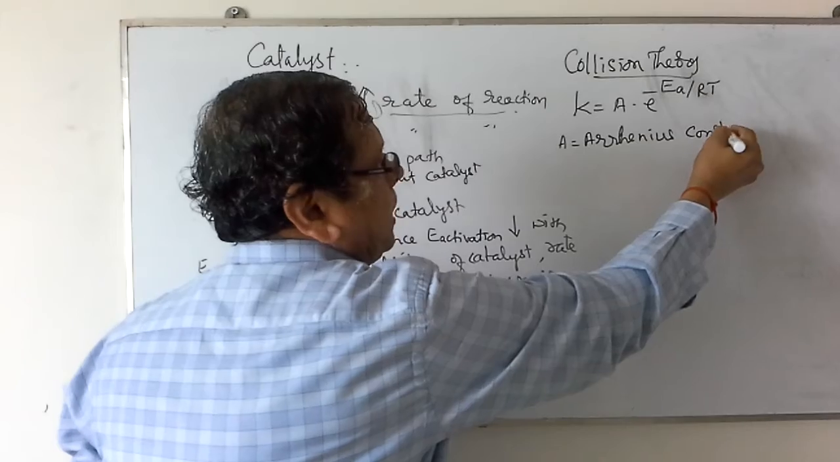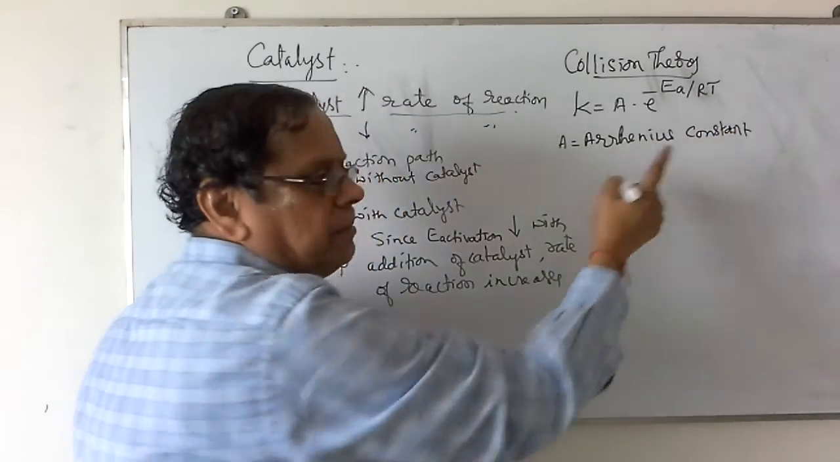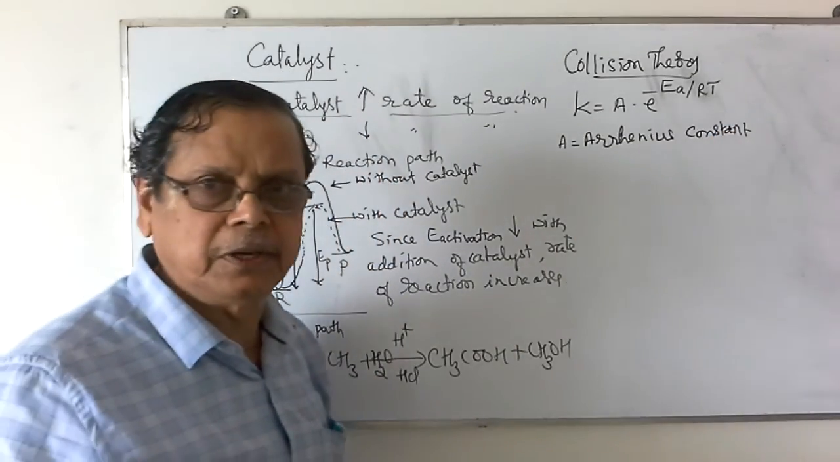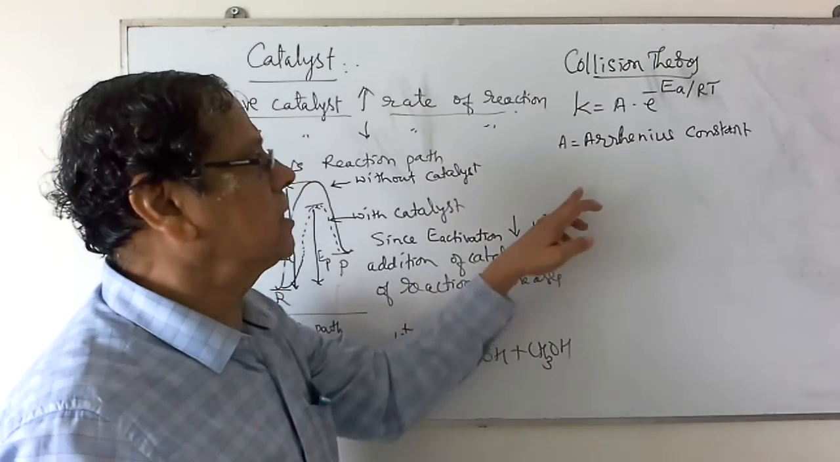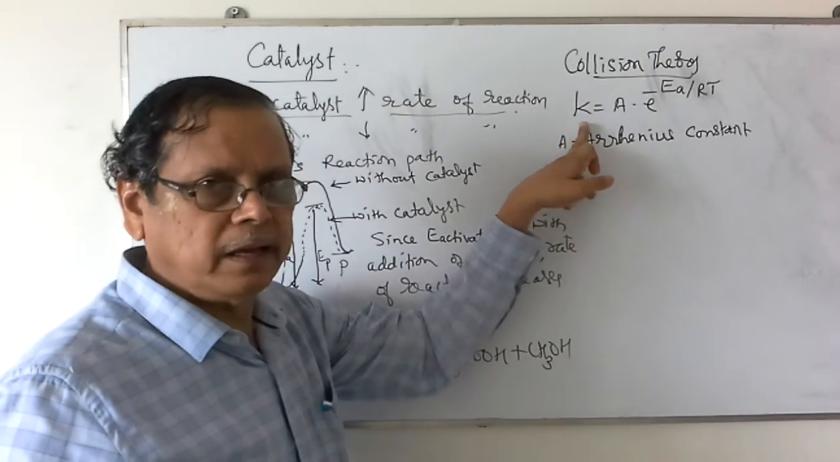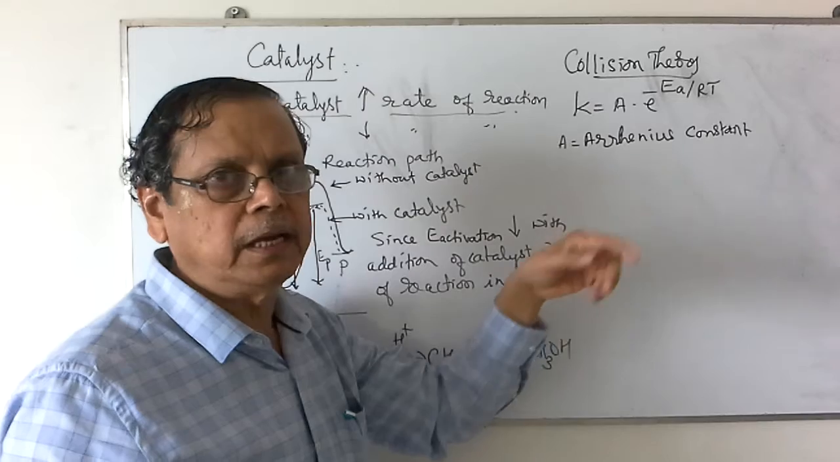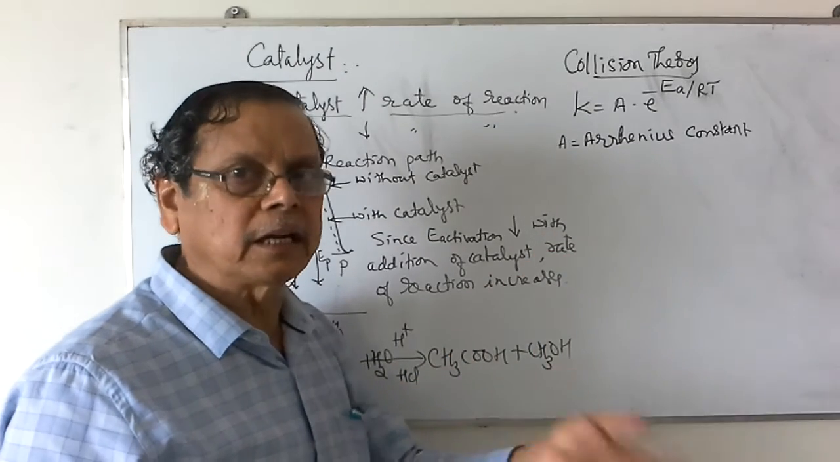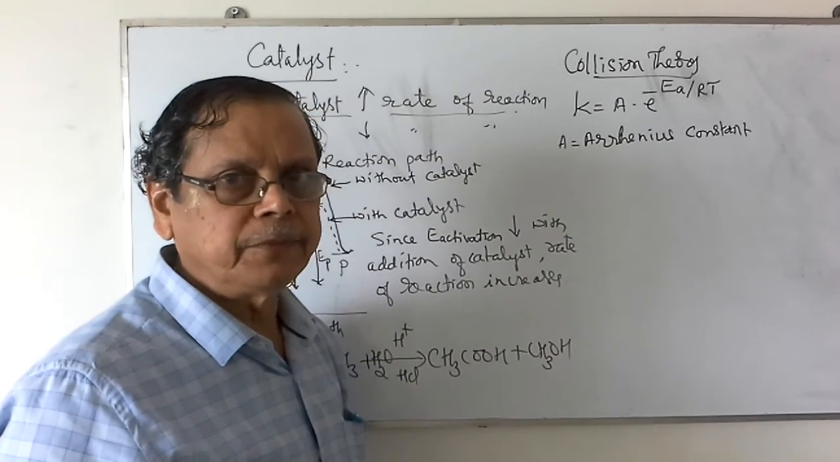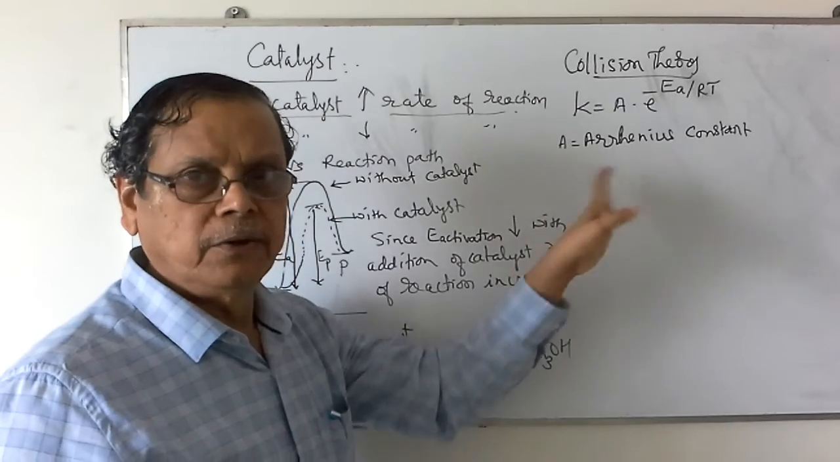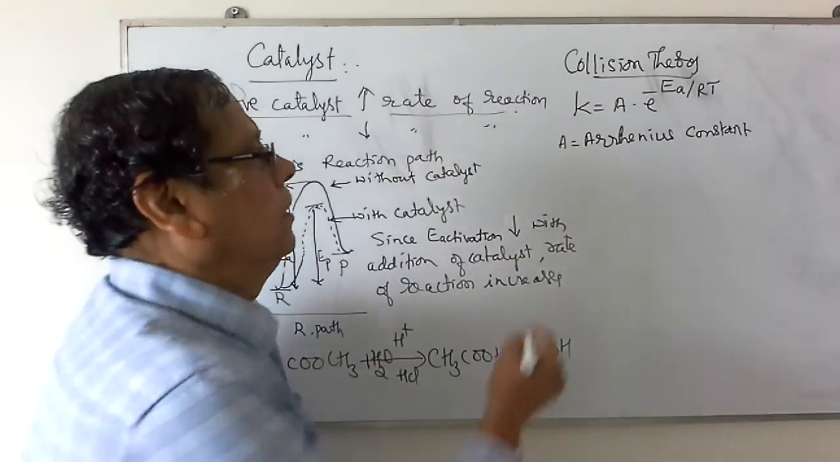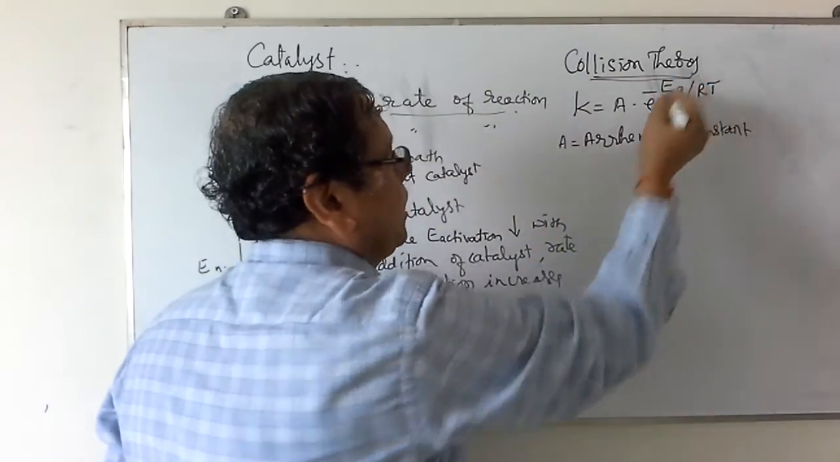But for most of the reactions, we observe that A remains constant in a given temperature range. But in some cases, when we calculate k by using the Arrhenius equation and compare it with k determined experimentally, there is a difference in the values. That's why we have to go for collision theory.